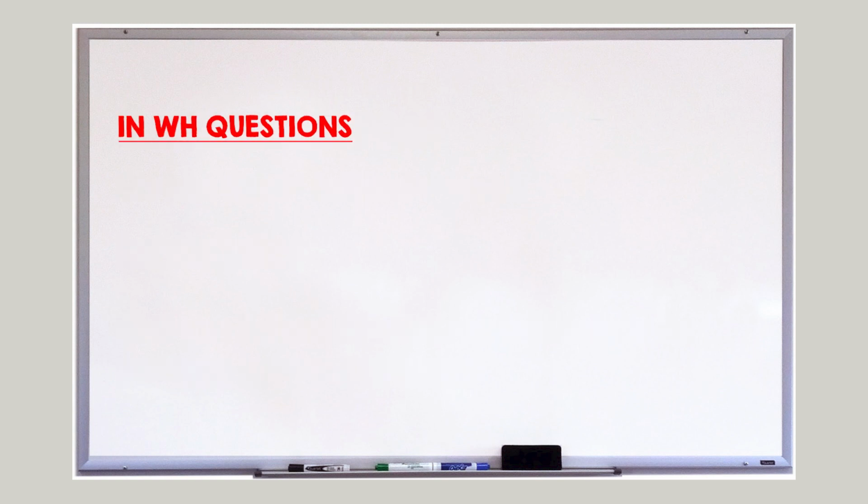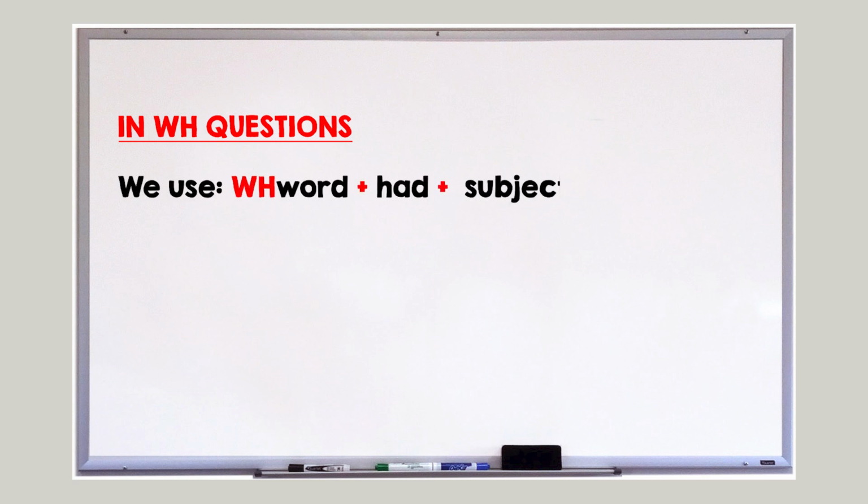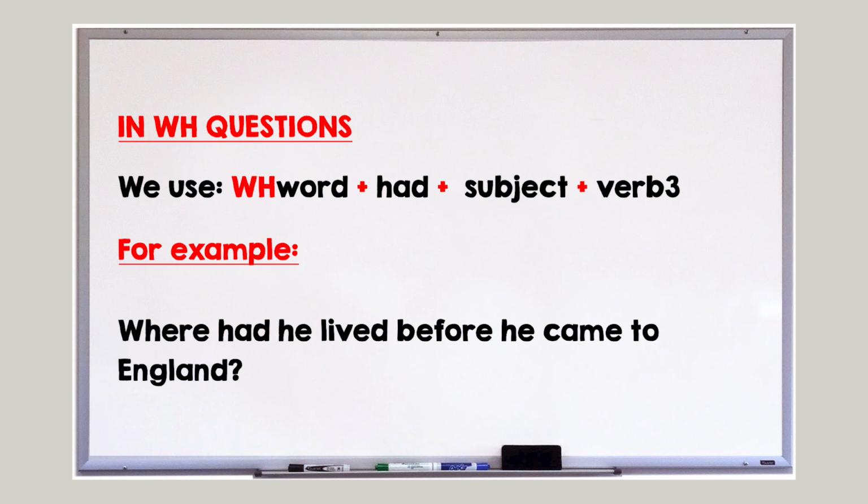In WH questions, we use WH word plus had plus subject plus verb 3. For example, where had he lived before he came to England?